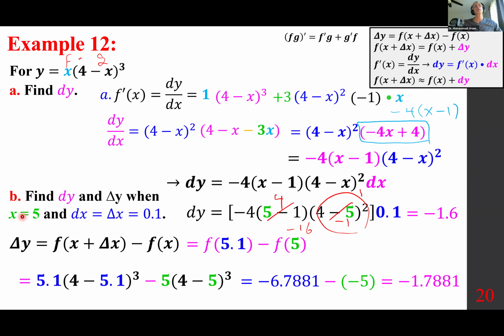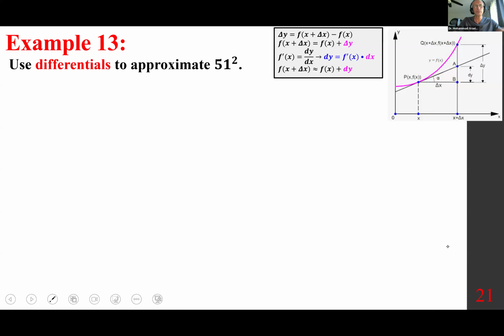It's important to understand. So let's say it was 0.01. That would be an excellent approximation. They would be extremely close, almost identical. All right. We want to use differentials to approximate 51 squared.